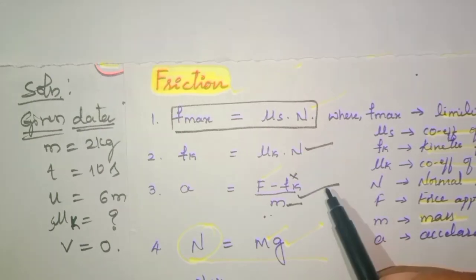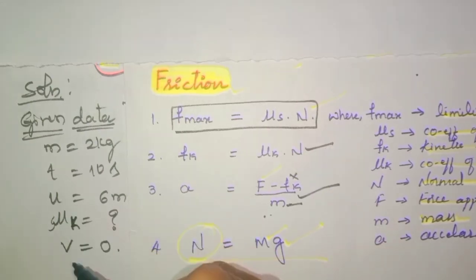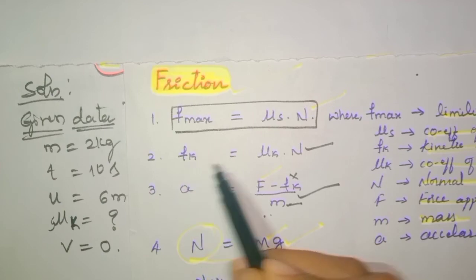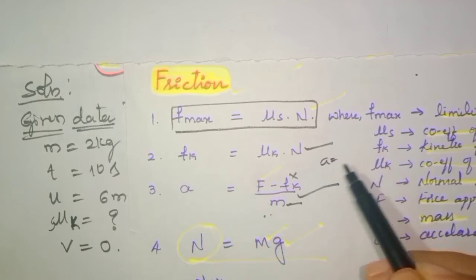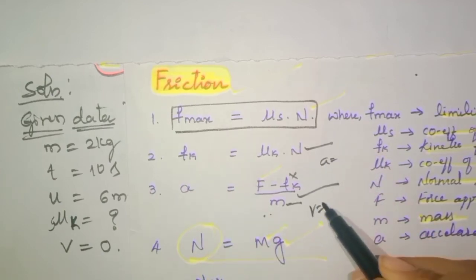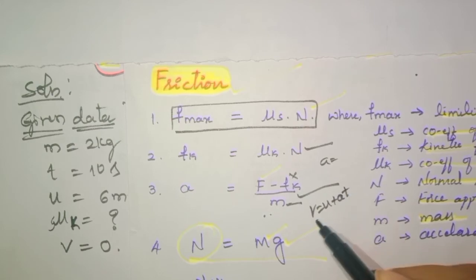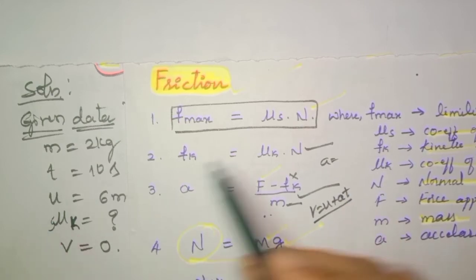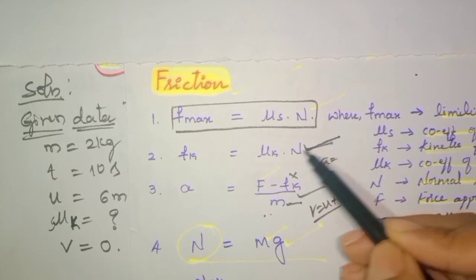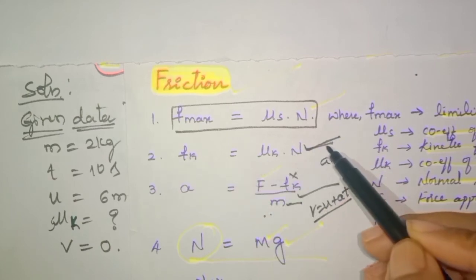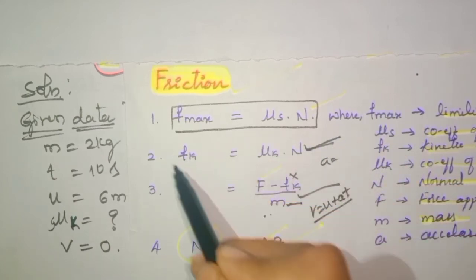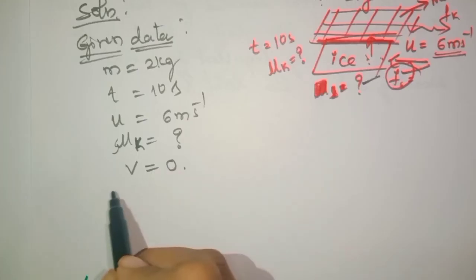Let's see. As they had given initial velocity and final velocity, we can calculate the acceleration using the kinematic equation, which is v is equal to u plus at. So this formula we can use to calculate the acceleration. By that we can use the formula Fk is equal to mu k into N easily. I'll show you how we can use this formula. So let's write that formula.